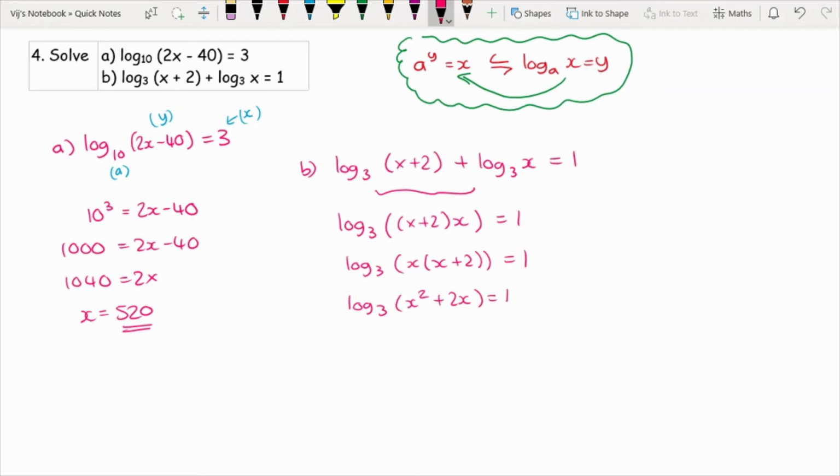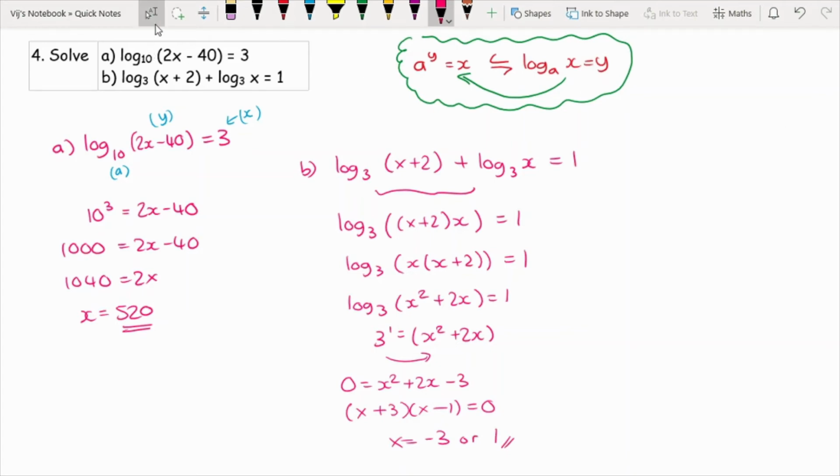We can then substitute in, so a in this case is 3, y is x squared plus 2x, and x is 1. So what we get is 3 to the power of 1 equals x squared plus 2x, which then slowly looks like a quadratic equation. So if I take this over to the side, I end up with 0 equals x squared plus 2x minus 3, which then factorizes like so, and then our two solutions are going to be minus 3 or positive 1.